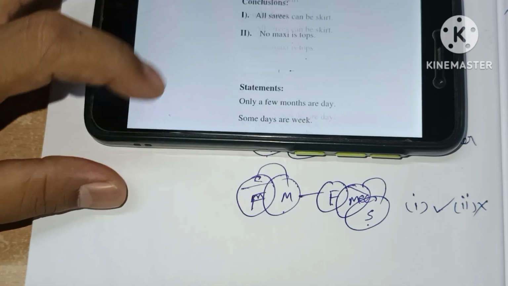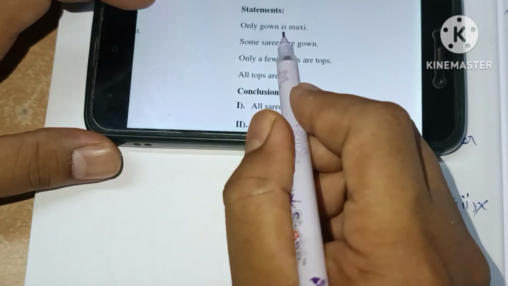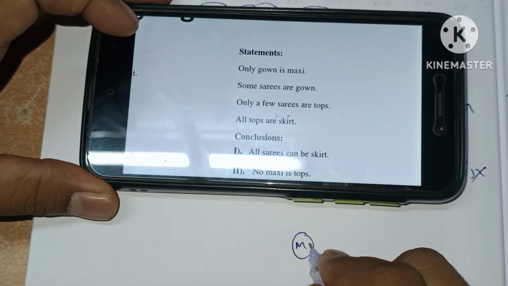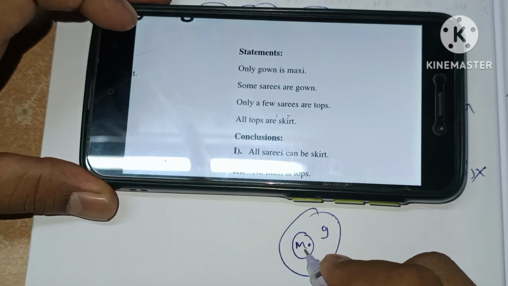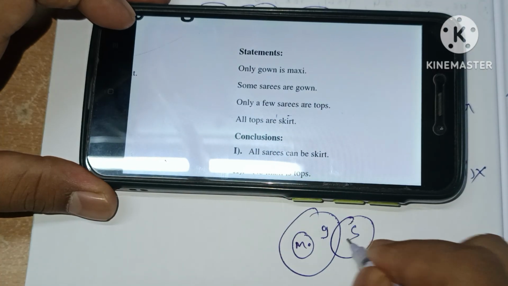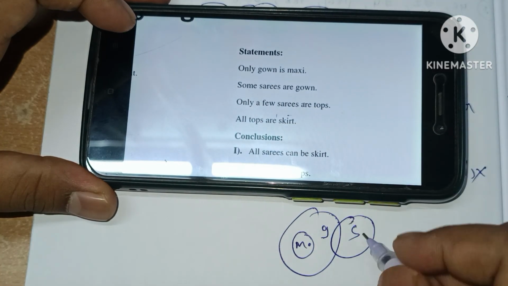Now we are going to see the fourth one. Only gown is maxi. So maxi is inside gown and doesn't share with anything except gown. Some saris are gown. Only a few saris are tops.